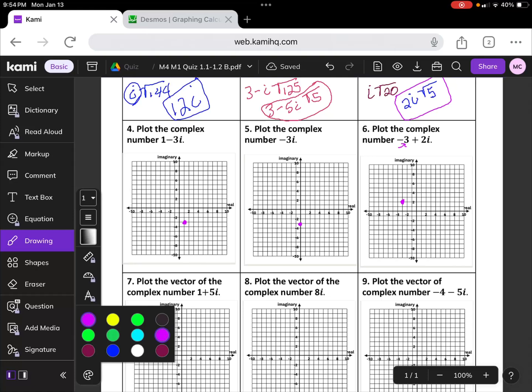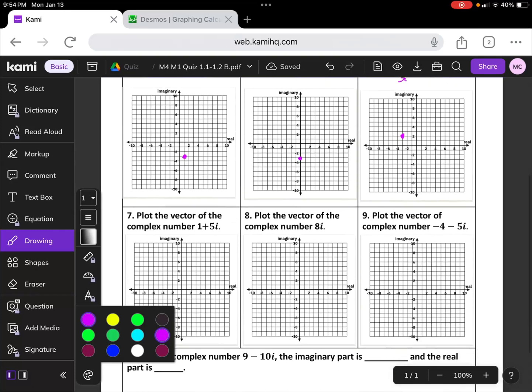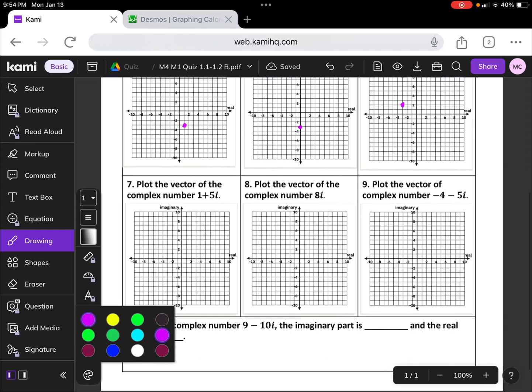Now if you look at 7, 8, and 9, remember this is saying plot the vector of the complex number. Now remember, when you're plotting a vector, you're going to have a line segment, but on that line segment, you're going to have the initial point and the terminal point. The terminal point is where it goes to the complex number. The initial point starts at the origin.